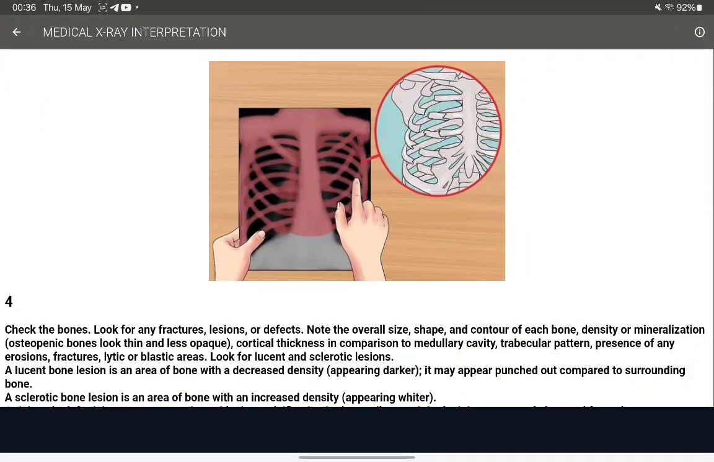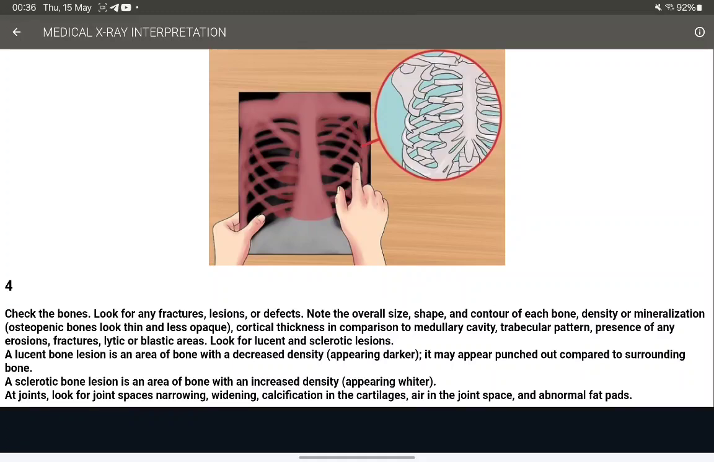In case of fractures, check the bone, look for any fracture, lesion or defect. Note the overall size, shape and contour of each bone, density or mineralization. Osteopenic bones look thin and less opaque. Check cortical thickness, medullary cavity, trabecular pattern, presence of any erosions, fracture, lytic or blastic areas. Look for lucent and sclerotic lesions. All of these you should notice in a chest X-ray.